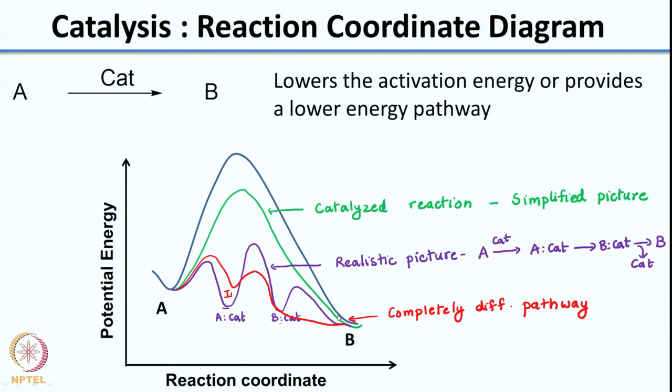But in reality, what is observed is the catalyst forms a complex with the reactant A to give you a lower energy complex with a lower activation energy. This then reacts to form the product, which is again complex with the catalyst, and finally you form the product. So this whole pathway is lower in energy compared to the activation energy for the uncatalyzed reaction. Another way by which catalysts work is sometimes a completely different reaction coordinate is followed. So the pathway is completely different. So we will look at what is most commonly observed and try to understand this process a little bit more.